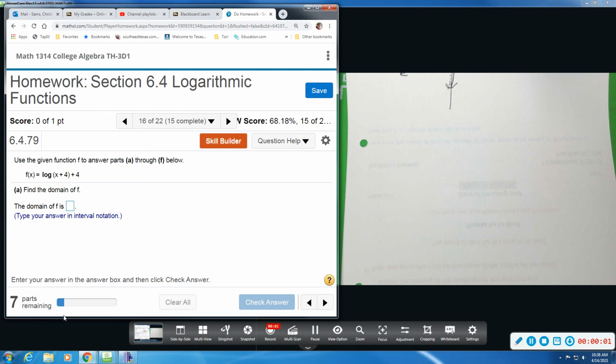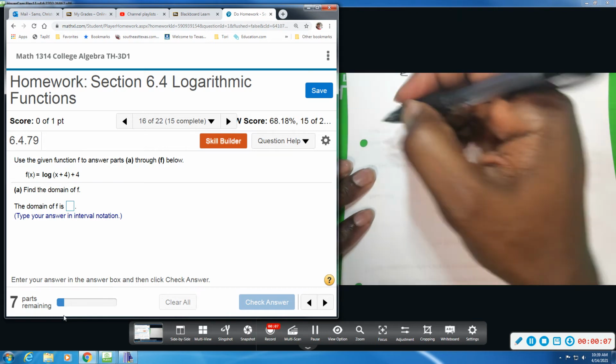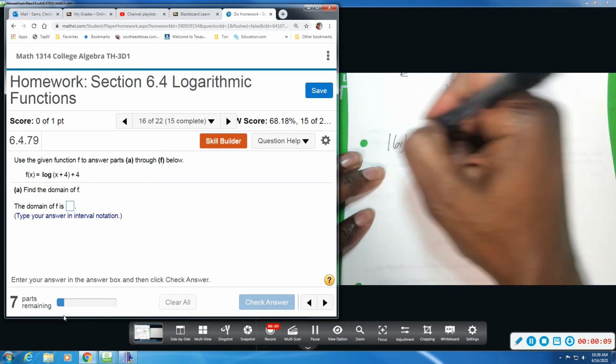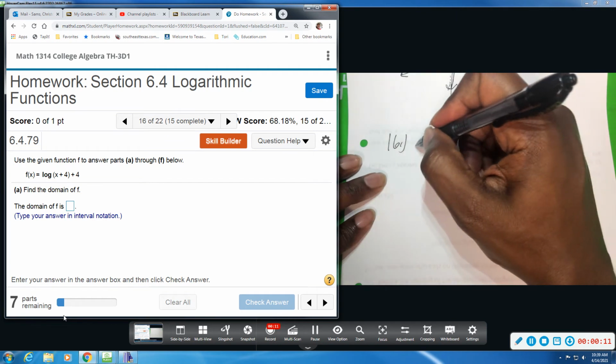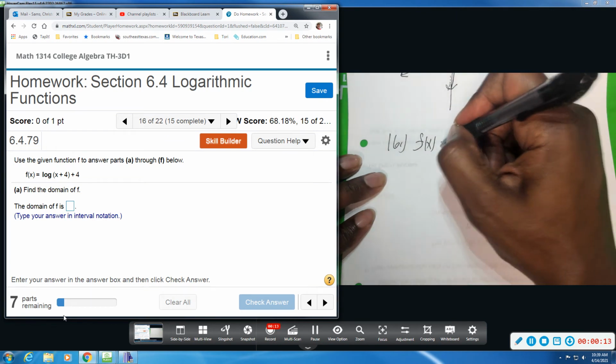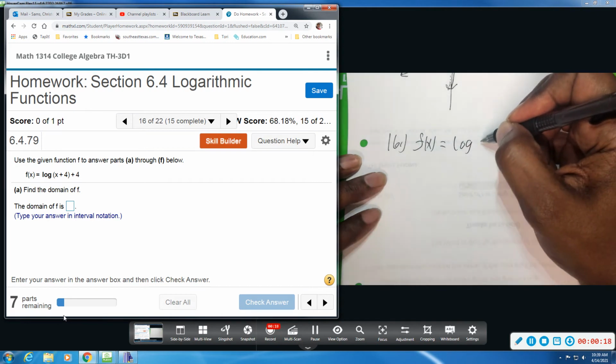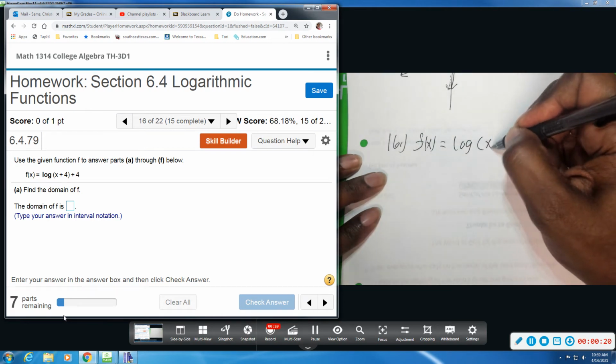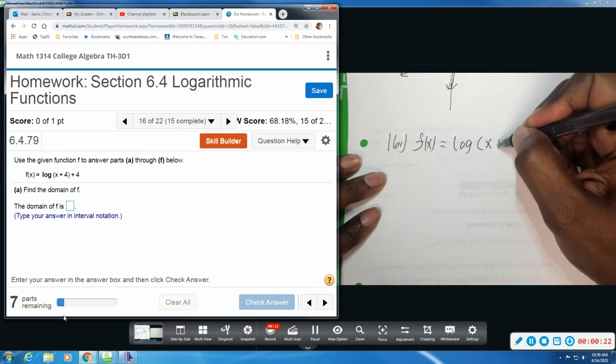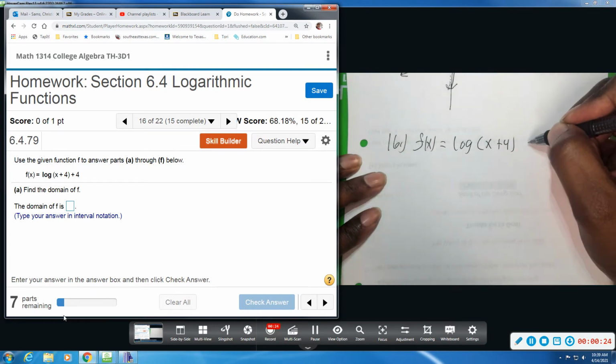All right, number 16, we want to use the function to answer this part A through F. Okay, so we got several parts here. First part wants us to find the domain. So we have f of x is equal to log of x plus 4, and then plus 4 outside of parentheses.